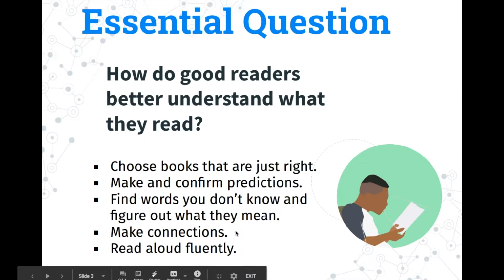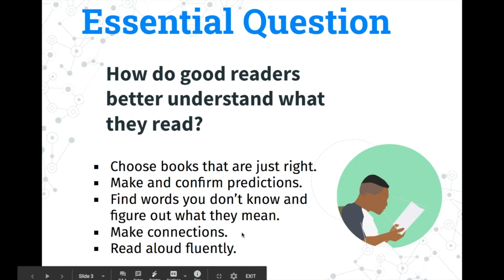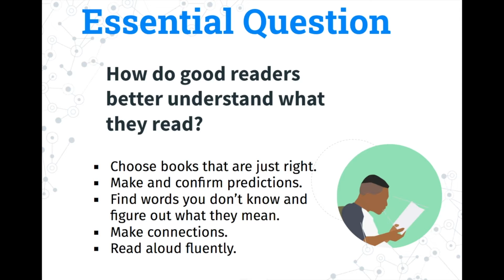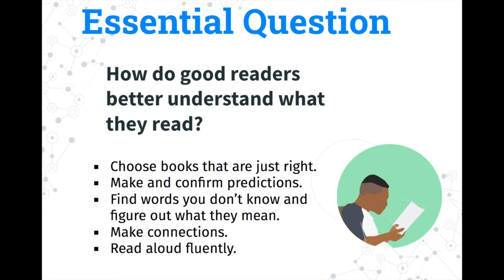Making connections, which we've talked about, which is, if you remember, text to self, text to text, and text to world. Remember that when you read, if it reminds you of something about yourself, or somebody in your world, like your family, or some place in your world, or another story, which is text to text. And reading aloud fluently is very important. If you're able to do that, then that will help you better understand what you're reading also.